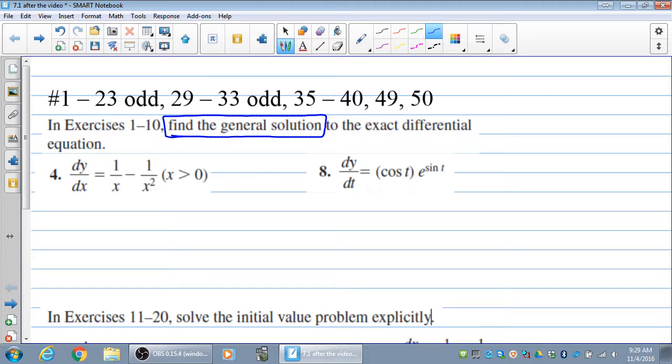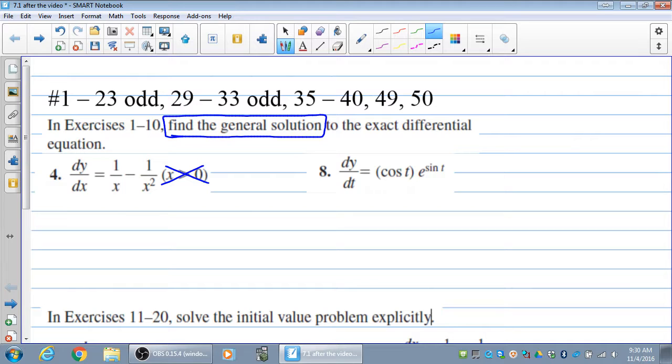It says find the general solution. And they give you a derivative. So number 4, we have the derivative is equal to 1 over x minus 1 over x squared. They say x has to be greater than 0 just so that you're not putting 0 in the denominator and making the function undefined. That's the only reason for that x is greater than 0. As far as the operation of this problem, you don't really need to know that. It's just something that they need to add to cover all the bases.